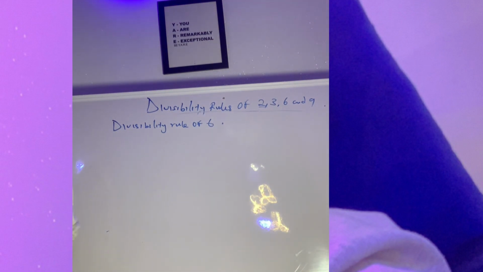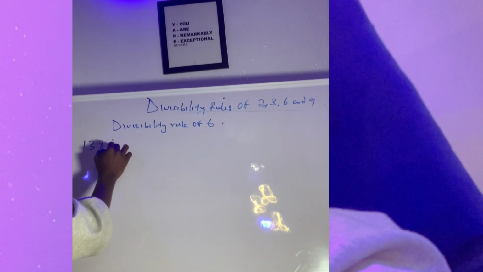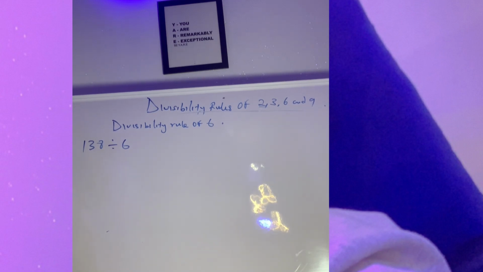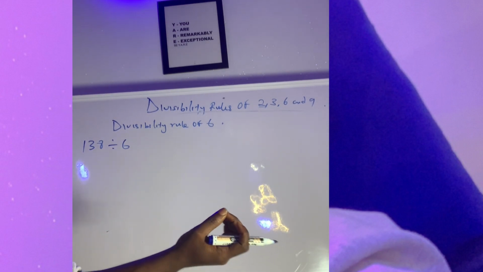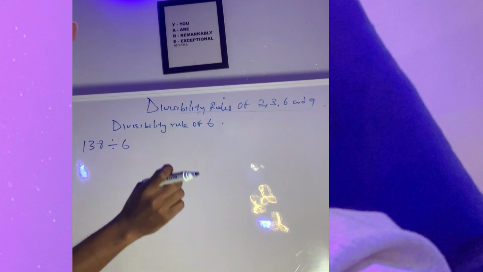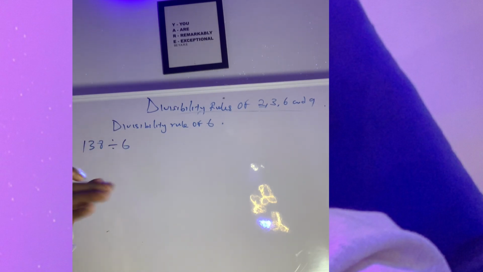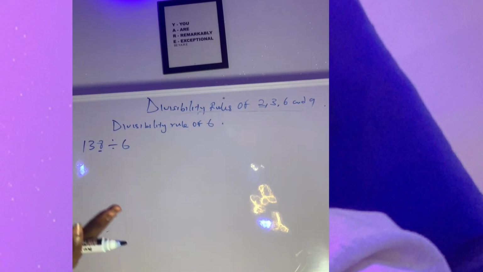For example, let's say I have 138. Let's see if that number can be divided by 6. First, what's the divisibility rule of 2? It tells us that if the number ends with a 0 or an even number, then it can be divided by 2. Looking at 138, the last digit is an 8. So it's an even number, so that tells us that it can be divided by 2.